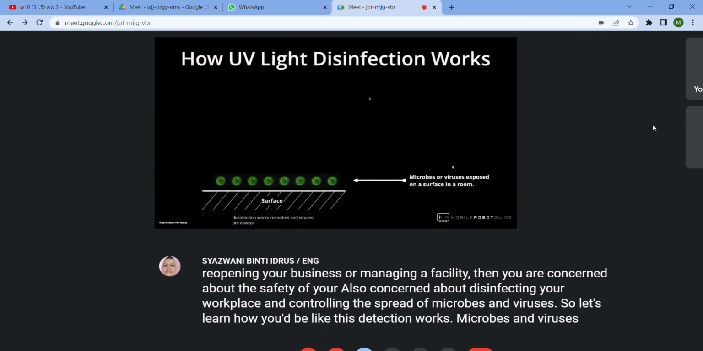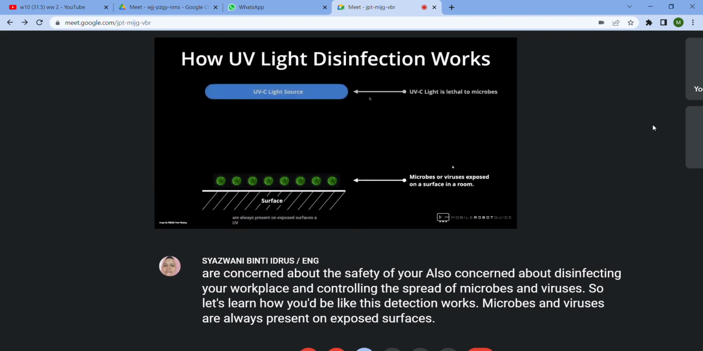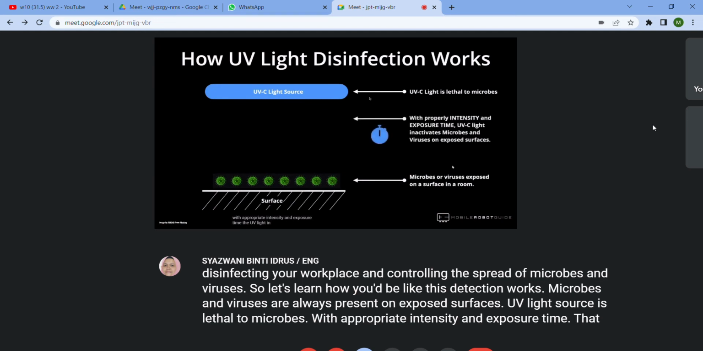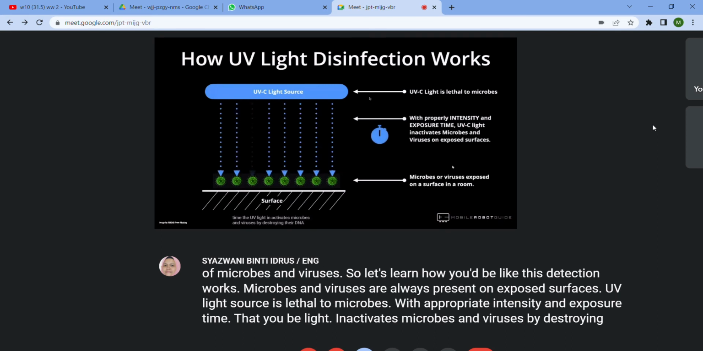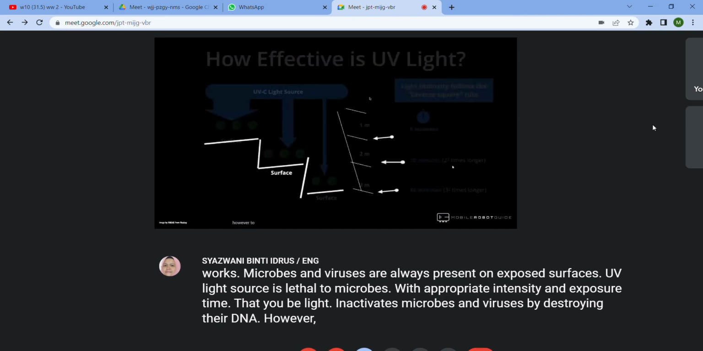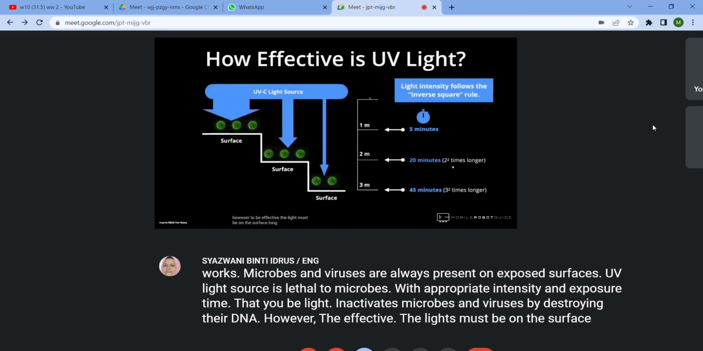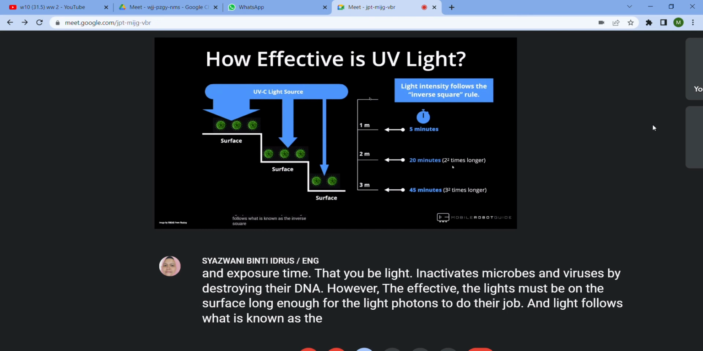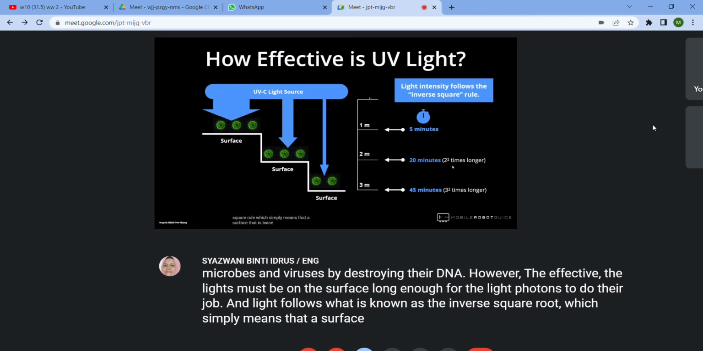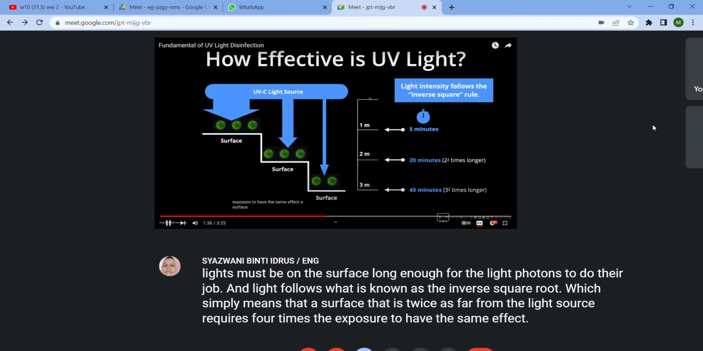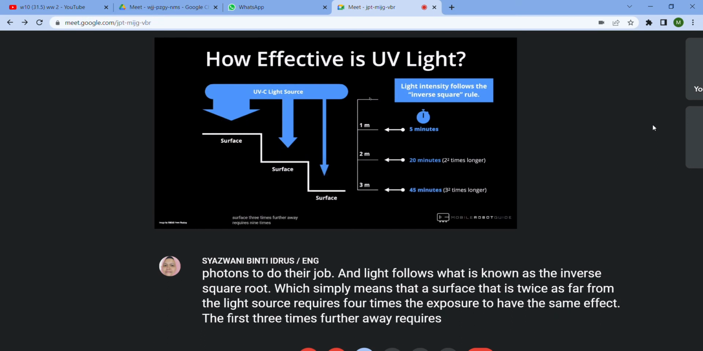Microbes and viruses are always present on exposed surfaces. A UV light source is lethal to microbes. With appropriate intensity and exposure time, the UV light kills them by destroying their DNA. However, to be effective, the light must be on the surface long enough for the light photons to do their job. And light follows what is known as the inverse square rule, which simply means that a surface that is twice as far from the light source requires 4 times the exposure to have the same effect. A surface 3 times further away requires 9 times the exposure.